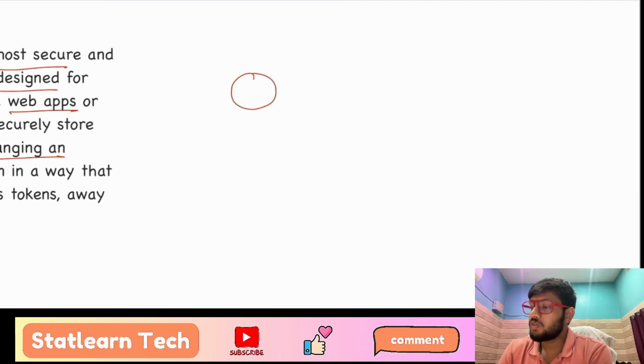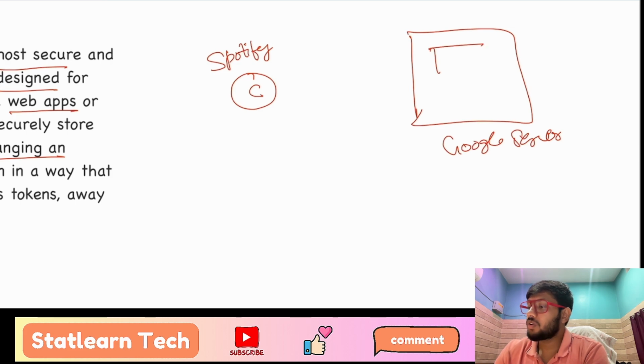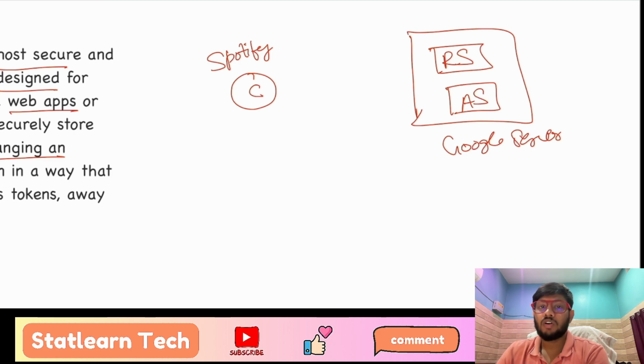So let us say you are a client. Let us say this is a Spotify client. So this Spotify client wants to access some data from your Google server. So let us say this is your Google server. Let us say this is having your resource server, which is having your data inside it, and an authorization server. We as a client, or Spotify as a client, want to access the resource server, but it should firstly have the access token. So how will this get an access token?